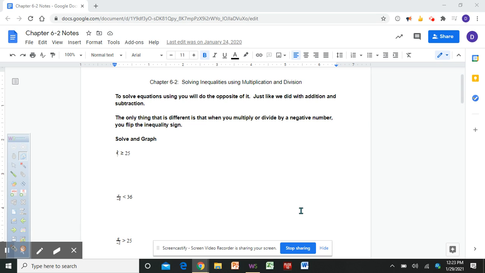Hey guys, today we're going to be working on 6-2, which is on solving equations with multiplication and division. One thing to remember before we get started is this: the only thing that's different from what we're doing today is that if I multiply or divide by a negative number, I have to flip my inequality sign. Okay? The graphing is going to stay the same, so I'm not going to cover the graphing today. I'm going to cover mainly how to solve these equations. If you're still not sure how to graph, go back and watch the 6-1 video.